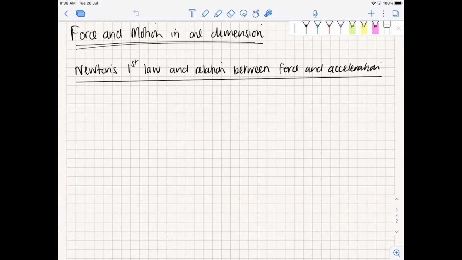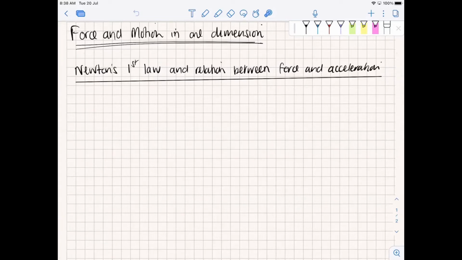So we're going to look at force and motion in one dimension. And the father of force, right, Mr. Newton, right? We can't learn about force and motion in one direction without first looking at Newton's laws, okay? So we can look more specifically at the first and the second law, and later on we will look at the third law, okay?